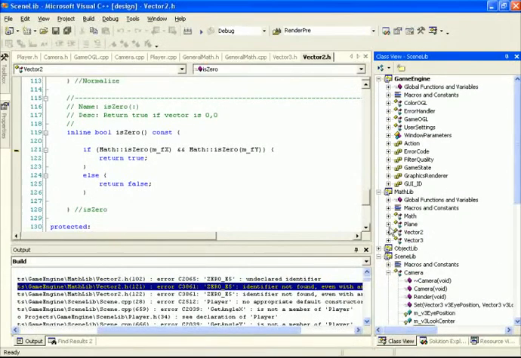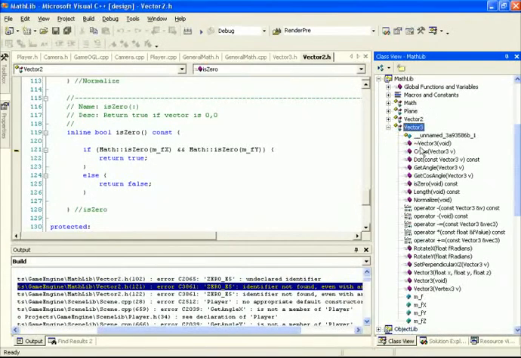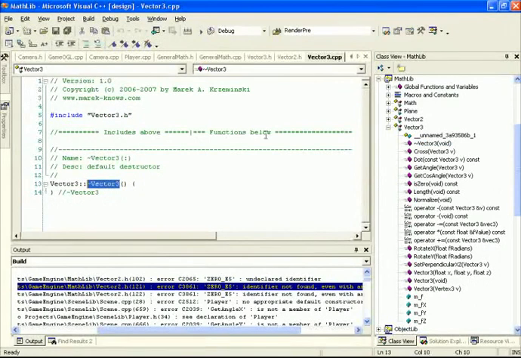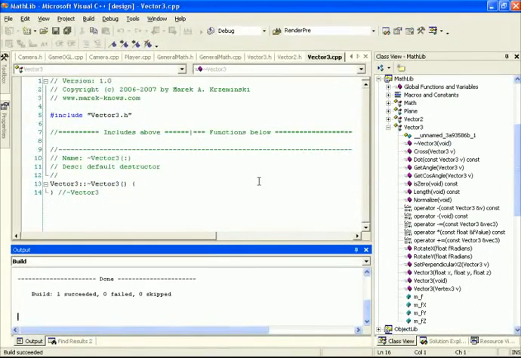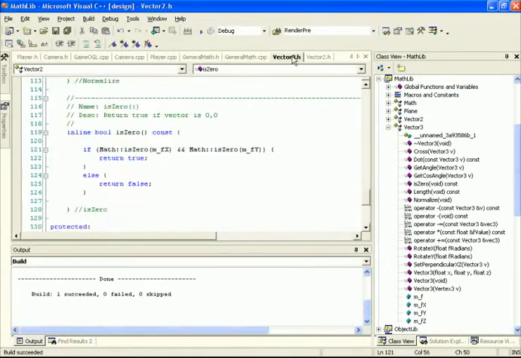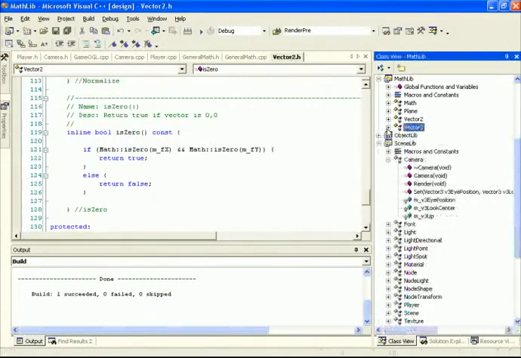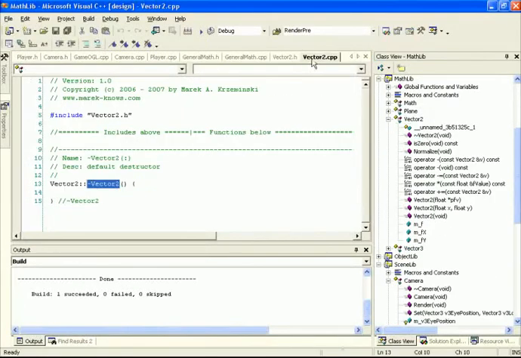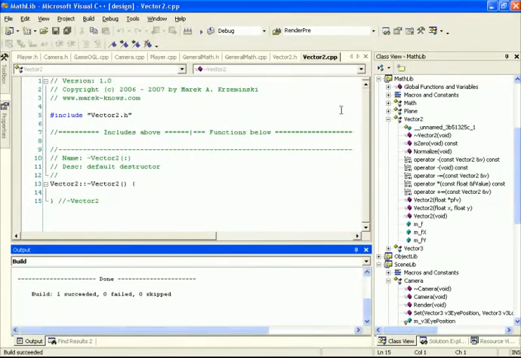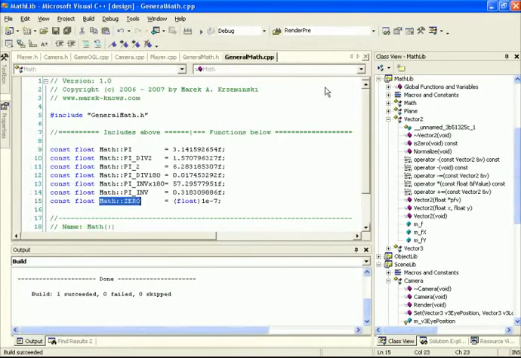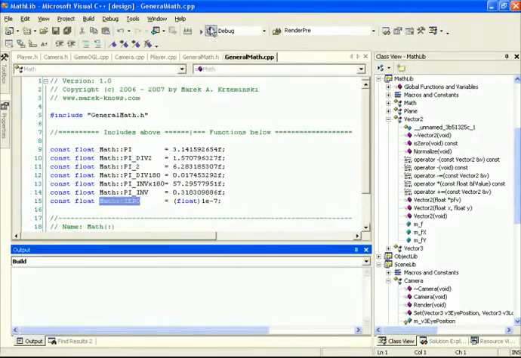Okay, here's our vector3. Let's open up our vector3.cpp and compile him. He's fine. We can close off vector3. We know he's done. Let's do the same thing with vector2. Open up the vector2.cpp, compile him. He's fine, so we can close him off. Alright, that's good. Our general math, we can compile him. He's fine. We can close him off.